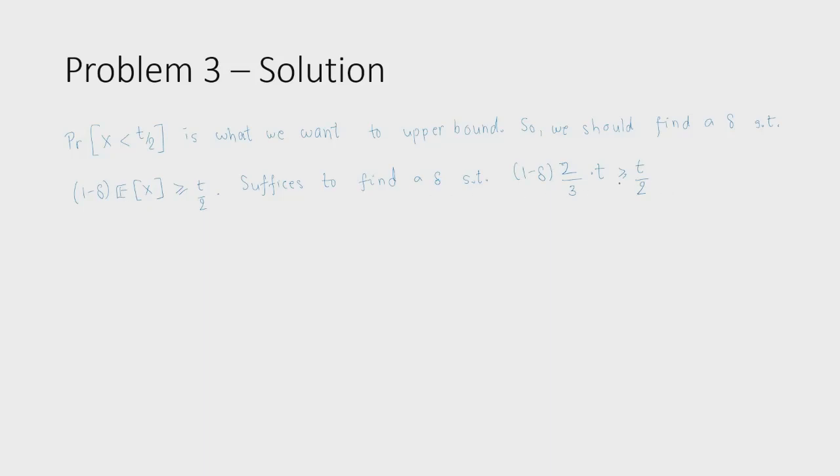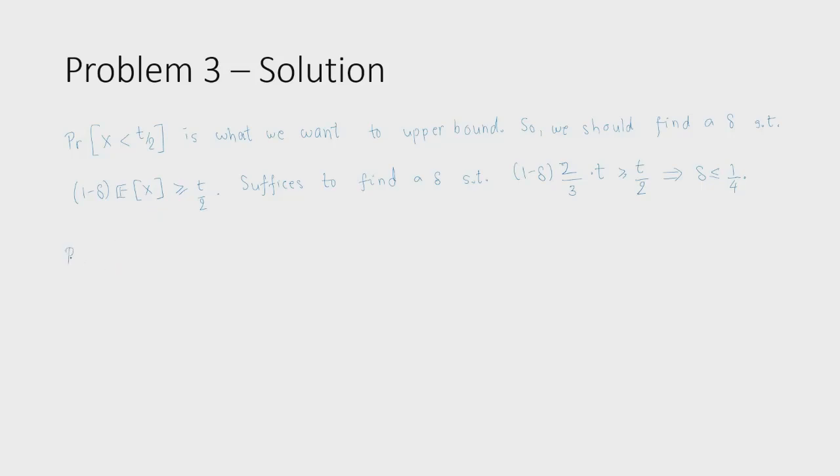So it suffices to find such a delta, and this implies t and t cancel out, 3 over 4 delta is less than or equal to 1 over 4. Yeah, this is just a simple calculation. Have I done it correctly? Yes. So if delta is at most 1 over 4, then we would have this.